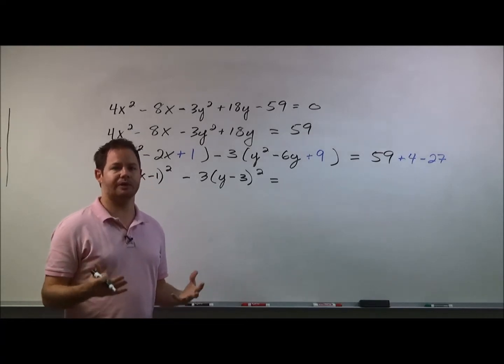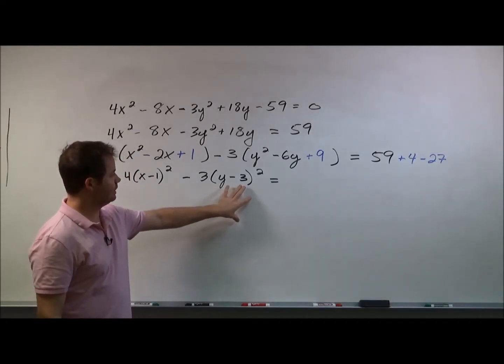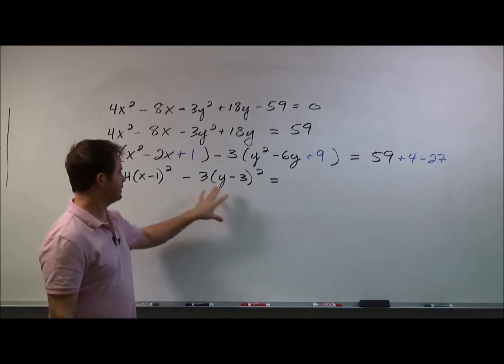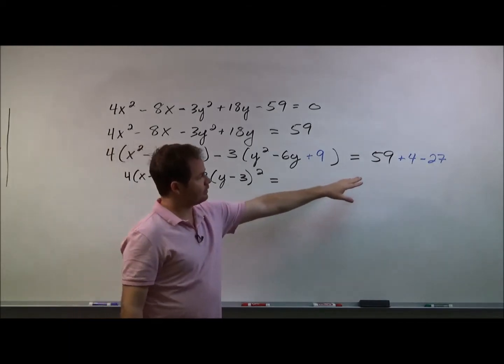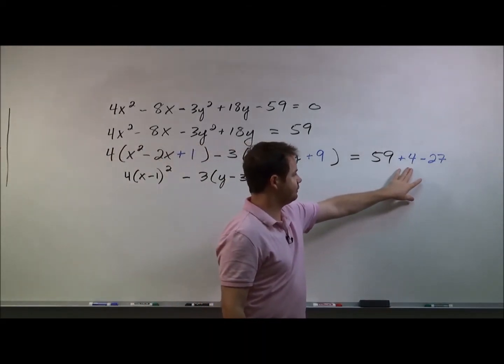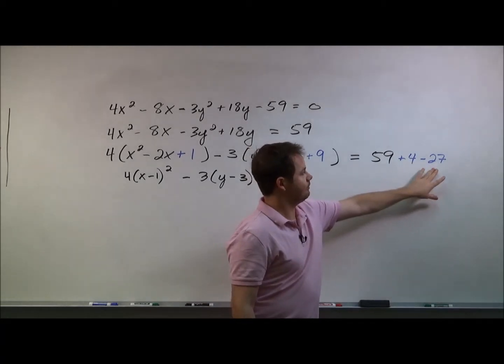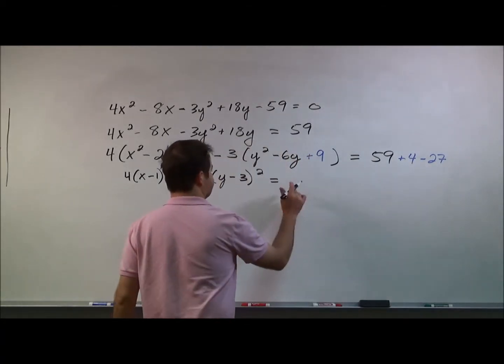And that's really the whole point of completing the square, so that we get these squared values for the x and the y terms. And then on the other side, I have 59 plus 4, which is 63, minus 27, which will give us 36.